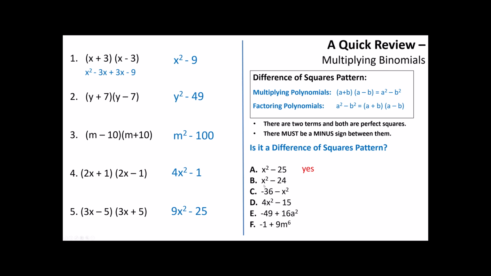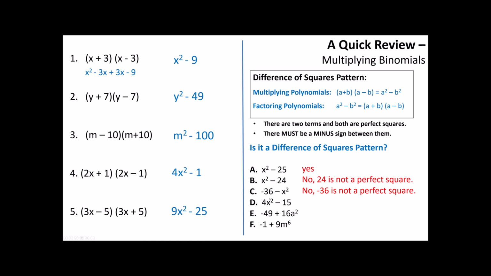How about the second one? Notice this is a perfect square, x times x. 24 is not a perfect square. So this is not a difference of squares pattern. If at any point you want to pause the video and try these one at a time, I'd highly recommend you do that as well, instead of just listening to me read them off to you. How about this third one? x squared is a perfect square, but negative 36 is not. This is not a difference of squares pattern.